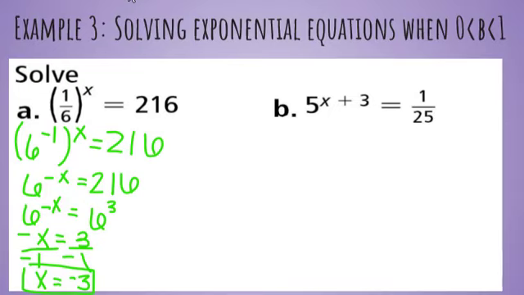The same thing in the second problem. We have 5 to the x plus 3 power is equal to 1 over 25. So first we want to rewrite this fraction using our negative exponent. So I'm going to copy down the 5 to the x plus 3 power. And this is going to become 25 to the negative 1 power.